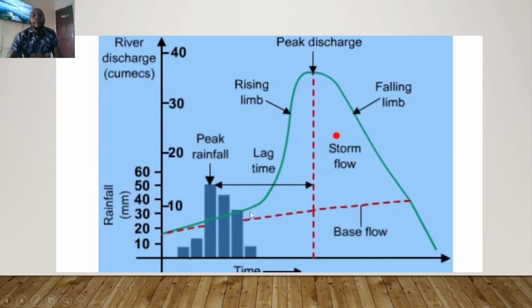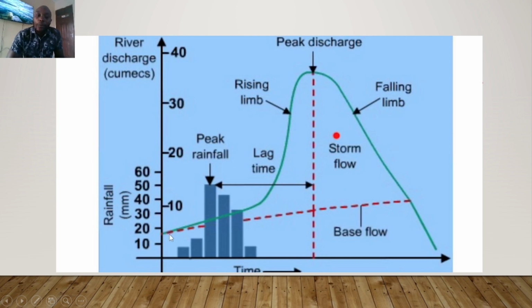Remember, the river discharge is the volume of that river at one time, okay? So the river discharge, the river volume, is kind of rising, but there's a time where it reaches the peak before it starts falling. So this is the peak discharge here, and here is the peak rainfall. Now the time it takes from this peak rainfall to the peak discharge is what we call lag time. So this time you're seeing here is what we call lag time.